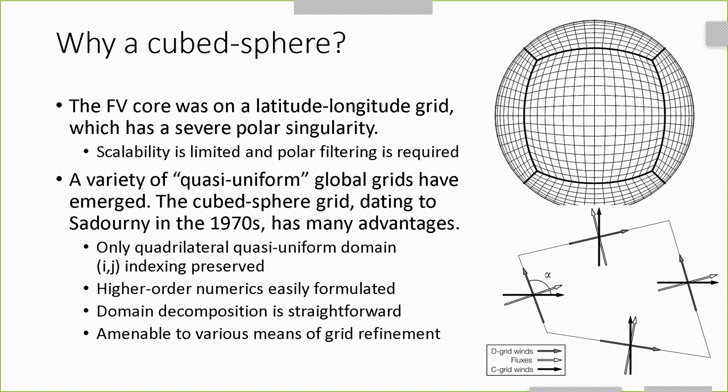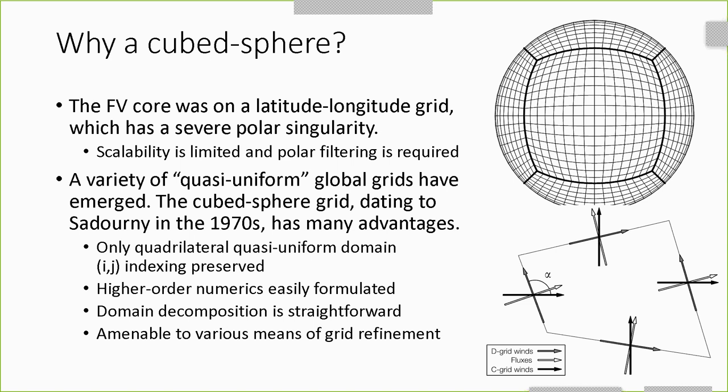And indeed, a number of different quasi-uniform global grids have emerged. There are different things like icosahedral, Fibonacci grids, and a whole host of other interesting ideas. The cubed-sphere grid is actually one of the older ones. It was developed by French model developers back in the 1970s. Basically, what you do is project the surface of a sphere onto the six faces of a cube, and that gives you the grid. You can then draw your grid on each one of the faces of that cube. So you're splitting your spherical domain into six subdomains, or six tiles, as we call them, and then putting a grid on each one of those.